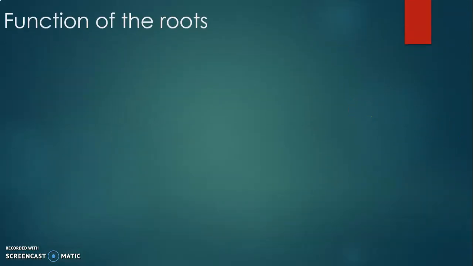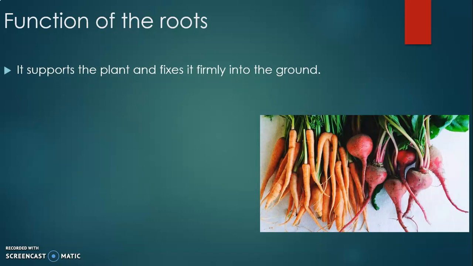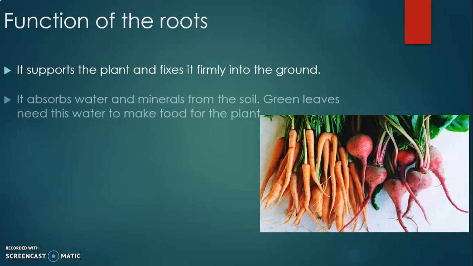Now we will discuss the function of roots. What is the function of the roots? So its first function is it supports the plant and fixes it firmly into the ground. As roots grow under the ground, they hold the plant firmly into the ground.